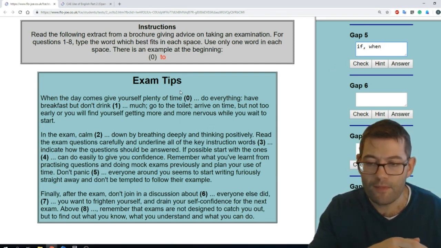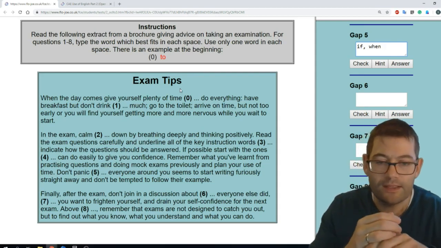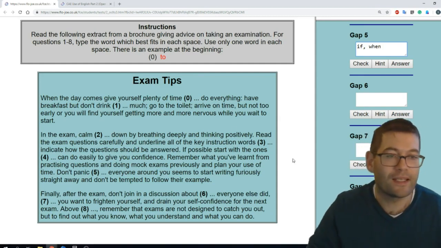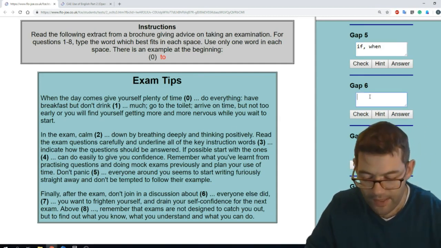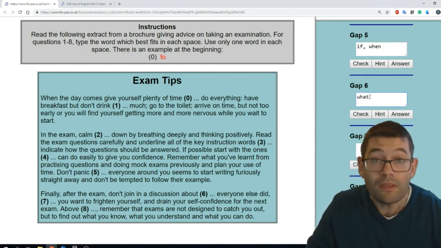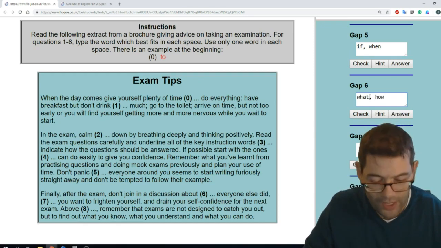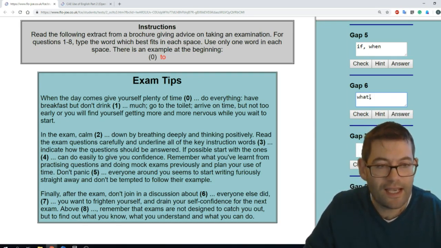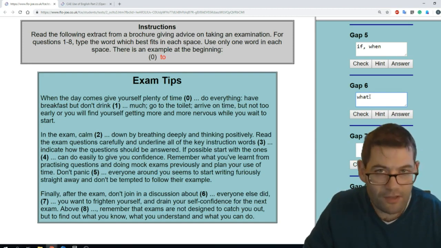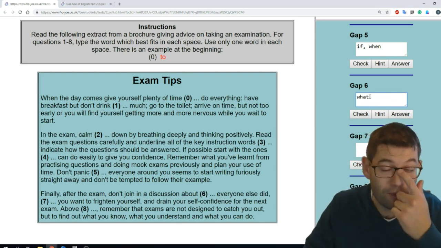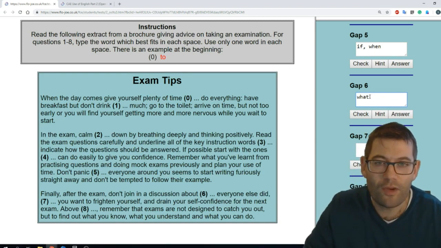Finally, after the exam, don't join in a discussion about everyone else did. Now, you're probably thinking there are two answers here. You're probably thinking what everyone else did, and you're probably thinking how everyone else did. But if you check the answers, you'll see that how is not a correct answer, and you might be scratching your head, and indeed I was, trying to think of a reason why it's not how.